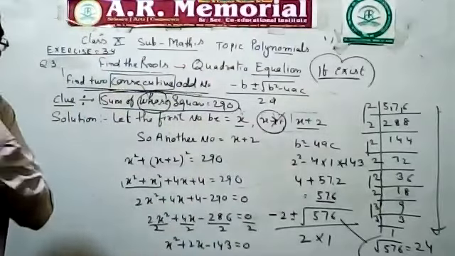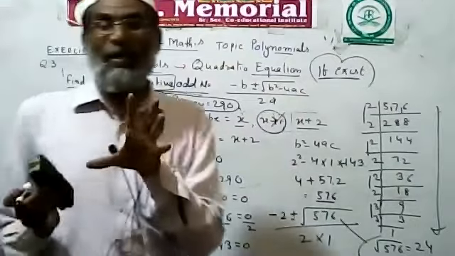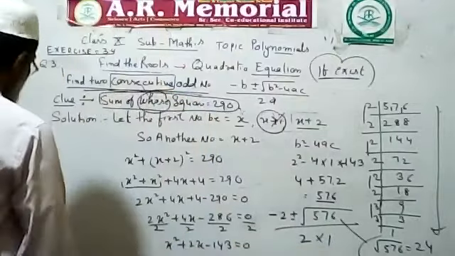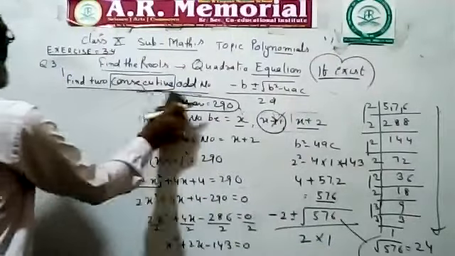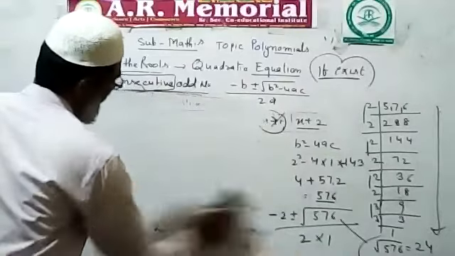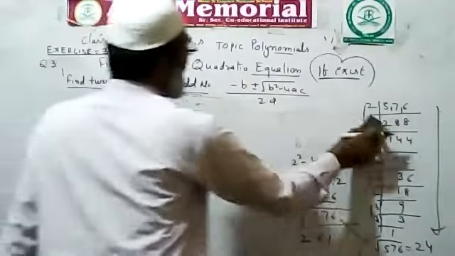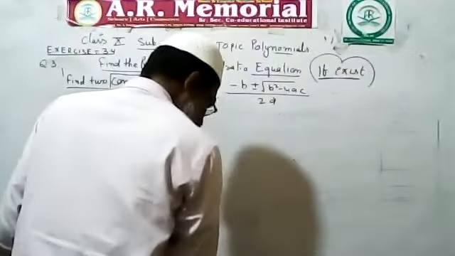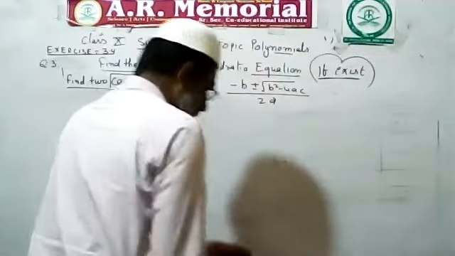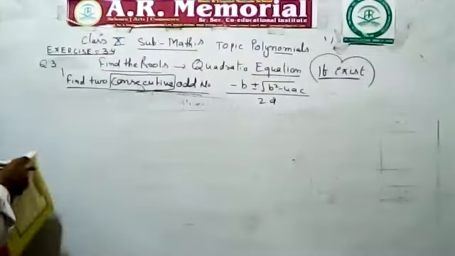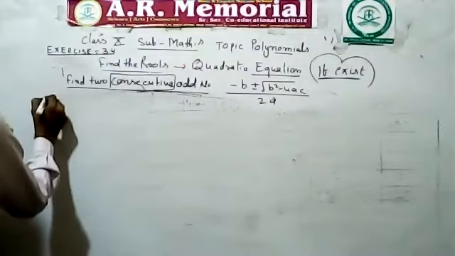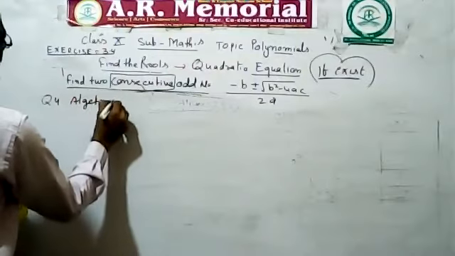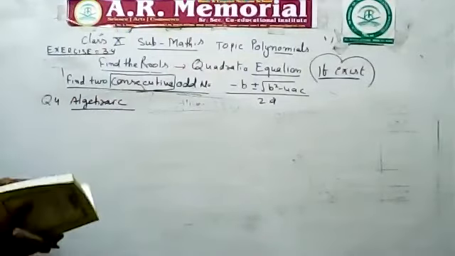I will help you. You write in the algebraic form only. Do it yourself. Come with me. Yes. Here our exercise is completed. I am taking question number 3 as complete. Now question number 4, algebraic form only. Yes, come with me.